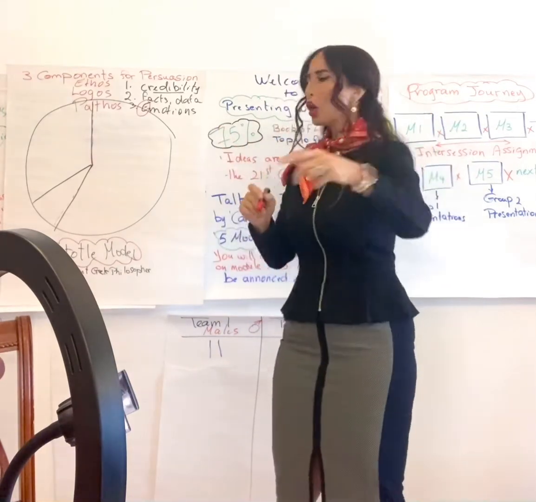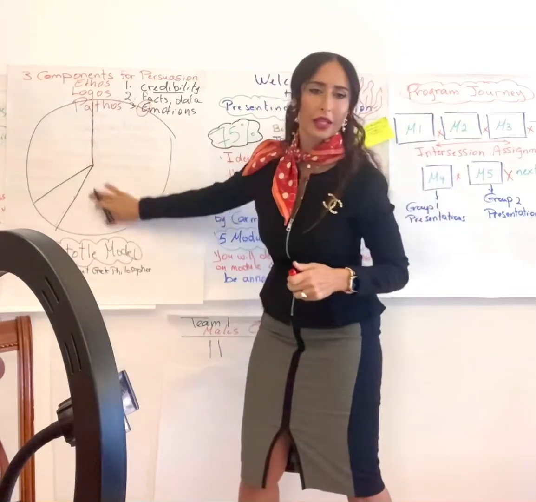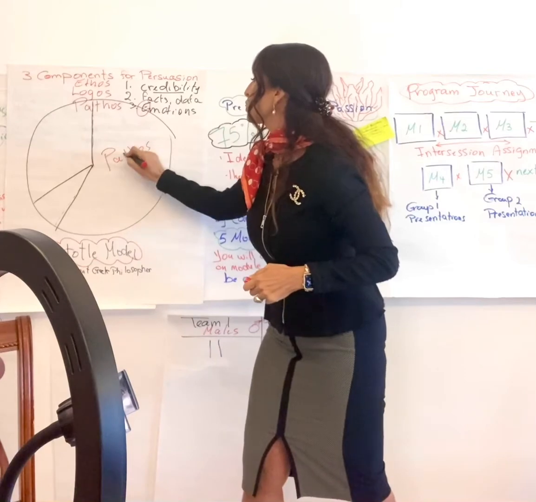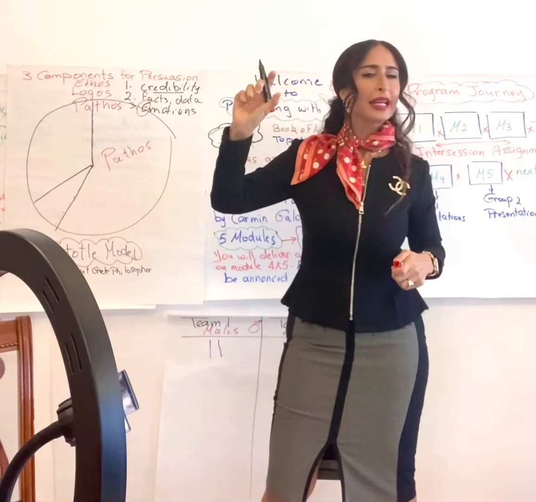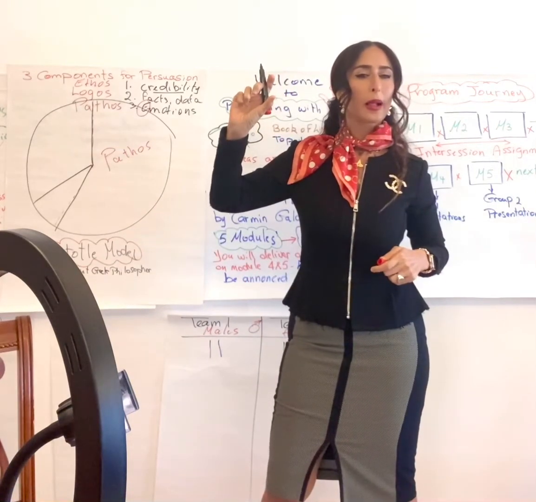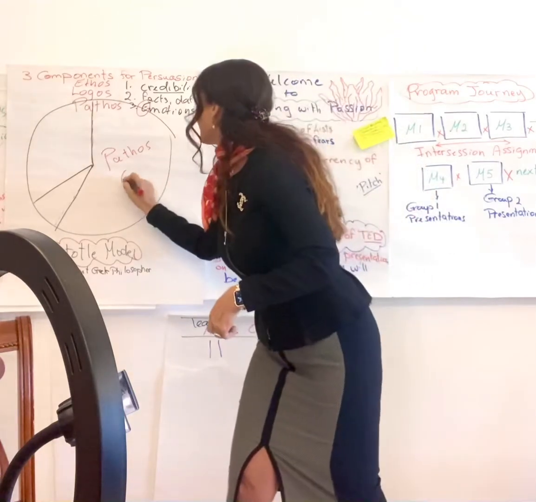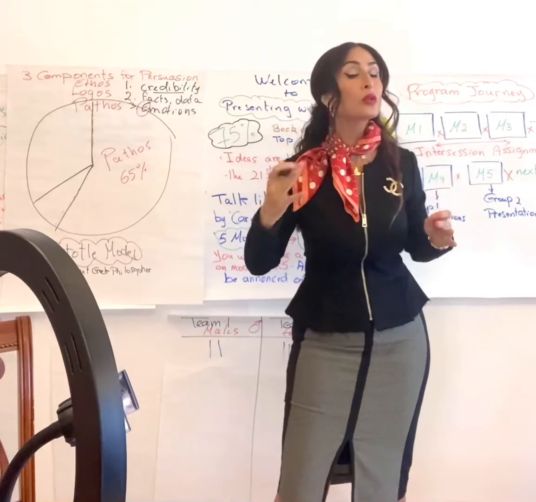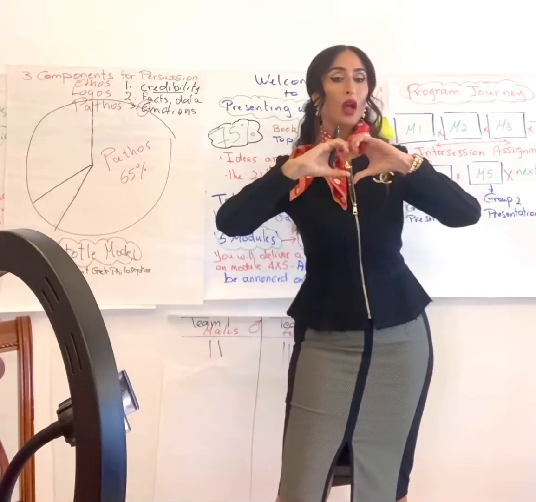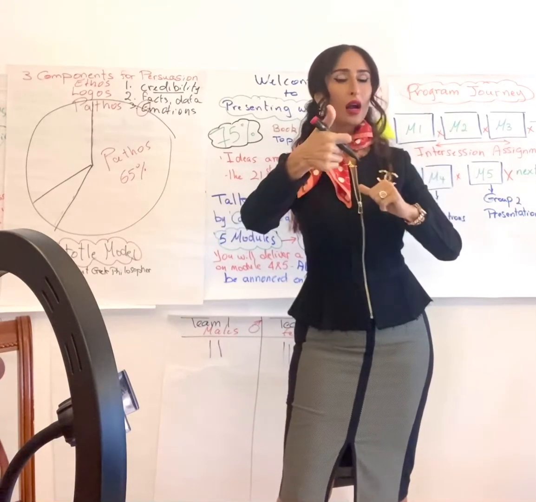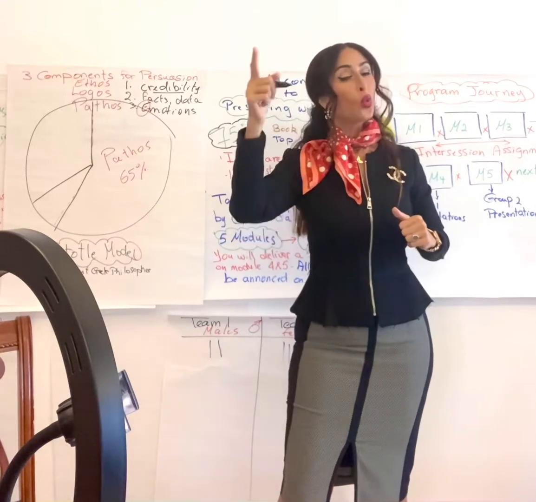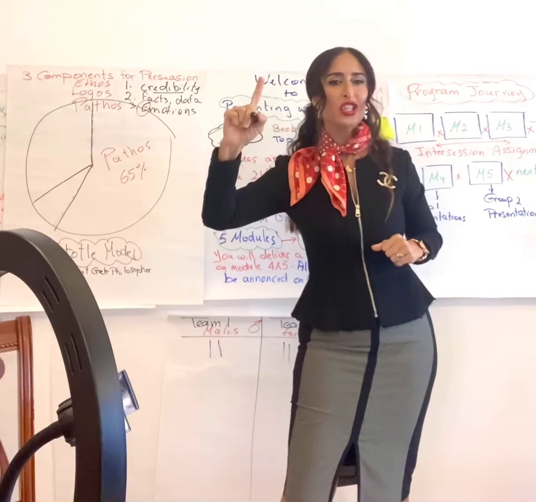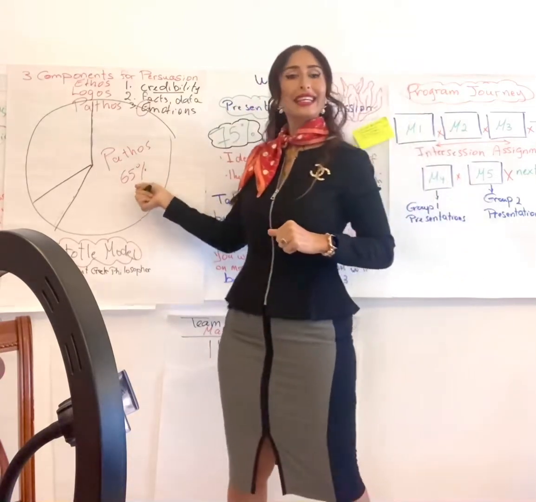So pathos is here in this largest area. And it accounts for, give me a percentage in the pie chart. 65. 65, thank you. 65% is pathos. And pathos is creating a what? Emotional connection.